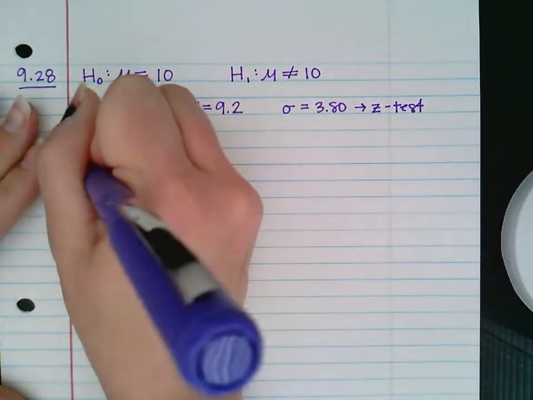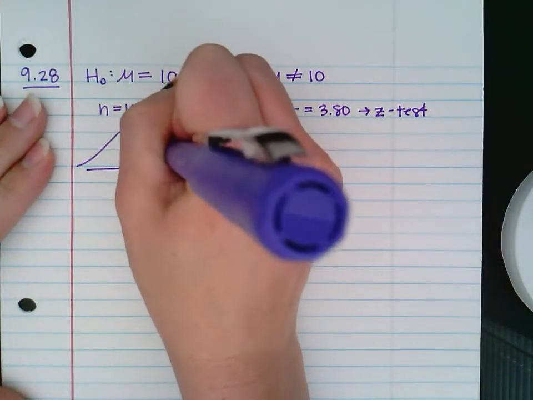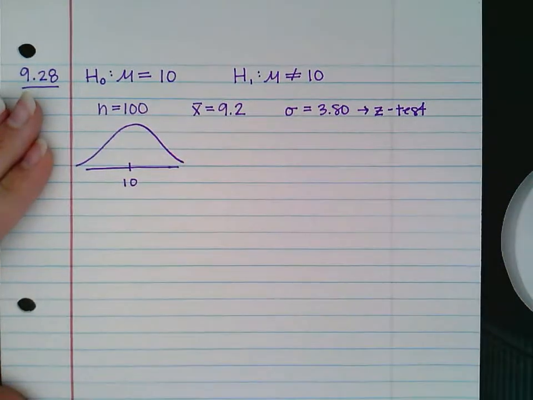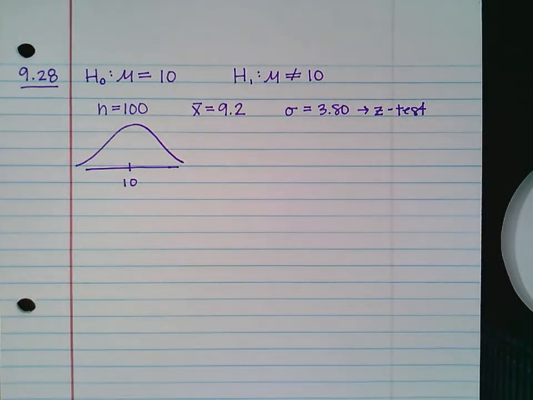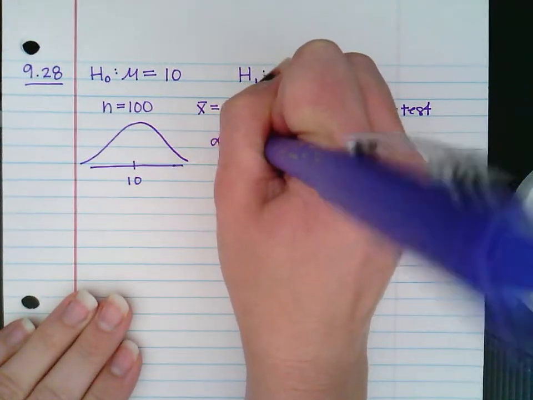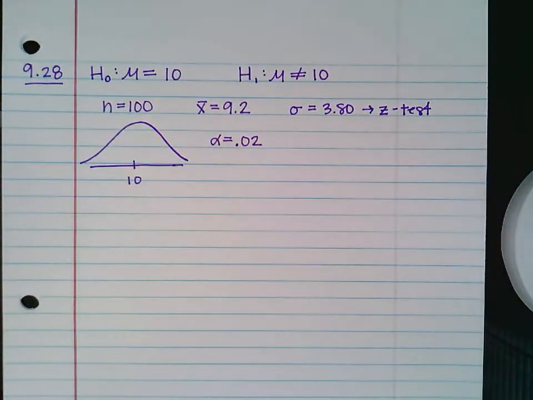How we're going to do that is, let's draw a little picture. Now remember, H0 is my middle, so 10 is my middle. And in this question, it wants us to use an alpha level of 0.02. Then I'll show you how to find the p-value and the range and all of those things, and how to use your calculator as well, and give you some help on that.